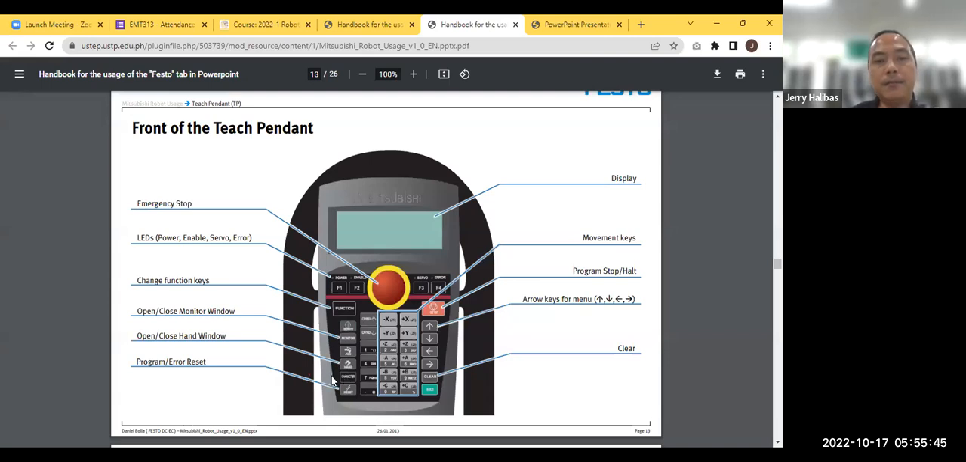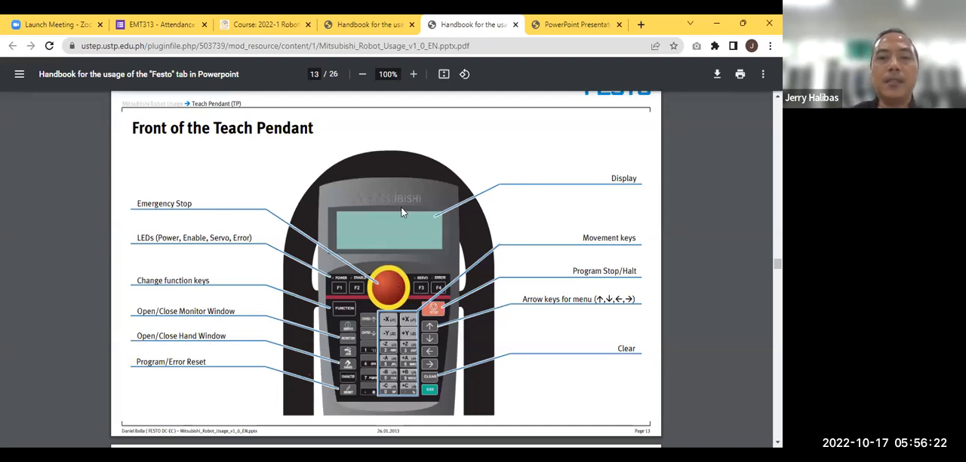Then we have here the gripper or the hand, the press hand. The C minus is for the close position. C plus is for the open, the opening of the gripper or the hand. Then when you jog, it clicks. But before you can jog, make sure that the enable button and the servo button are on. For the gripper, only the enable button needs to be on. Okay?